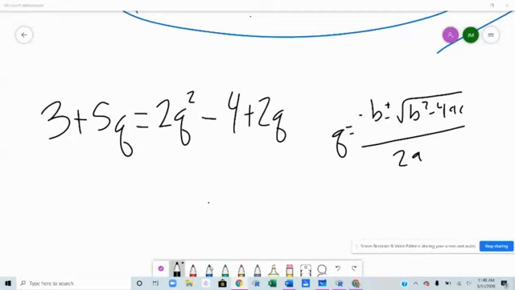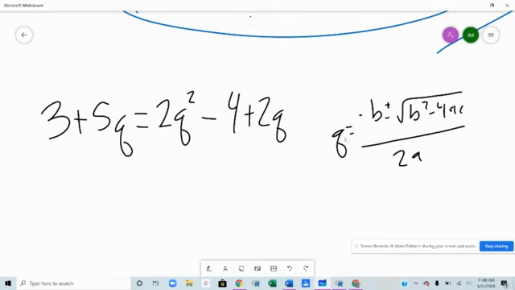All right, our second example here. Make sure you get this written down. We have 3 plus 5q equals 2q squared minus 4 plus 2q. Our quadratic formula, I wrote it out here again for you.